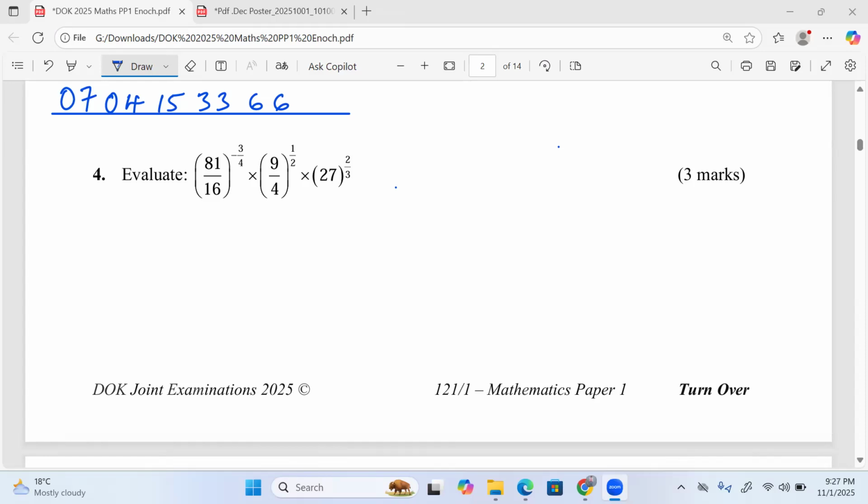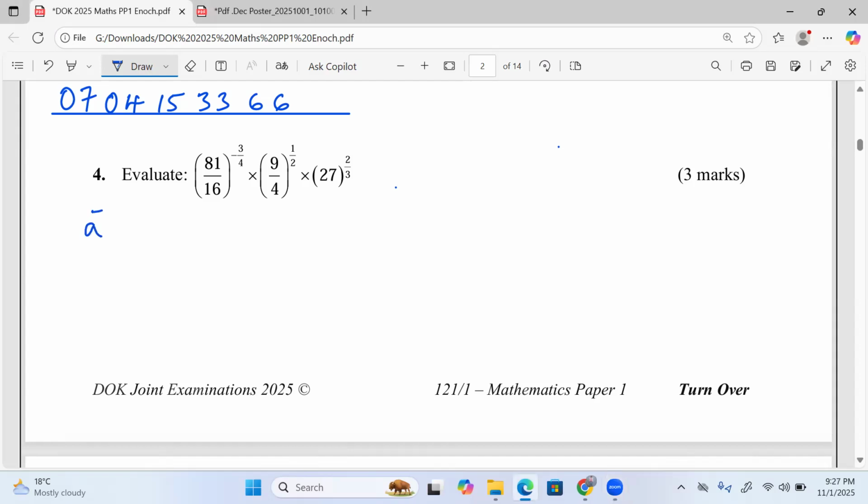Look at these laws. We all know that in the first term here, 81 out of 16, the power is negative. So that should be informed by what we call the negative law of indices that says, in case we have a number A raised to a negative index, this should be solved by taking the reciprocal of A, then now the power becomes positive. So we can solve that one first, then we proceed to the next application of laws.